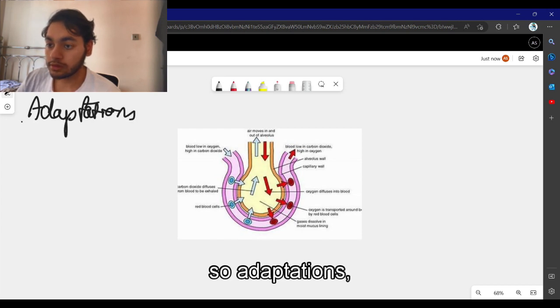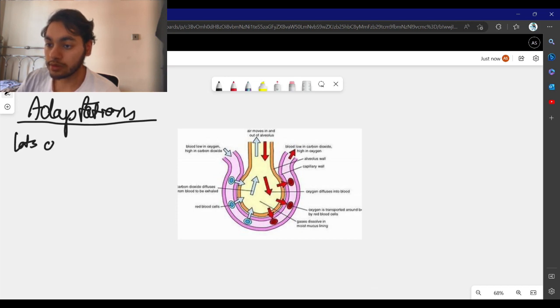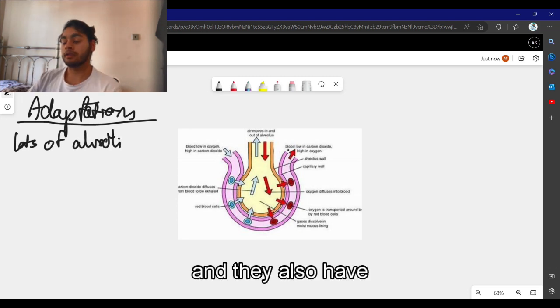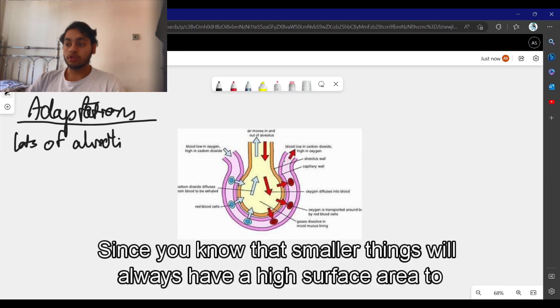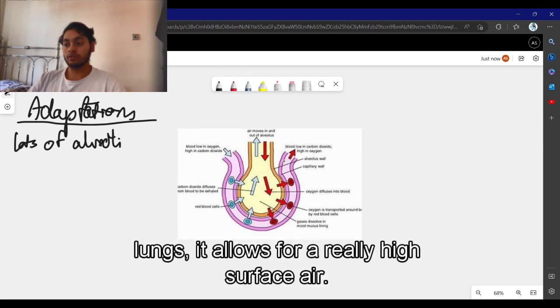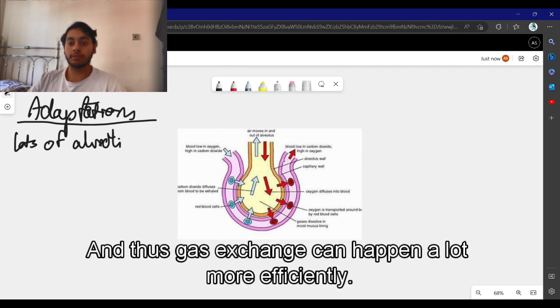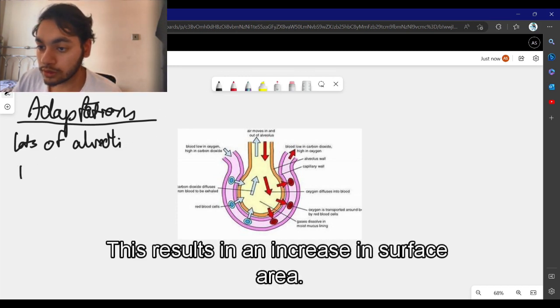So adaptations, one of them is that there are lots of alveoli. Now how does this help? Well, you can see that alveoli are very small, and they're also very round, which means that they have a really high surface area to volume ratio, since smaller things will always have a higher surface area to volume ratio than larger things. So by having millions of alveoli inside the lungs, it allows for a really high surface area, and thus gas exchange can happen a lot more efficiently. So this results in an increase in surface area.